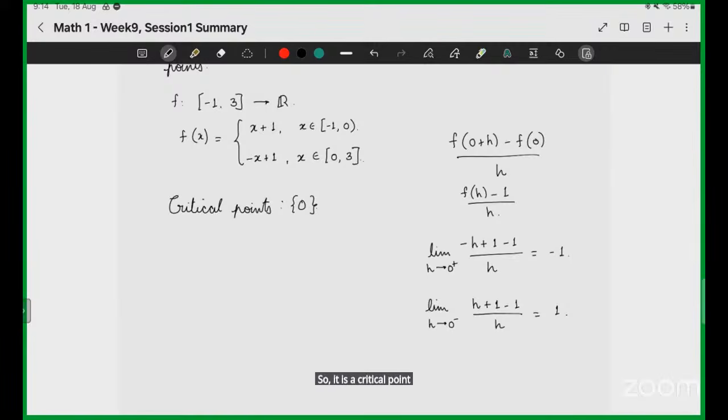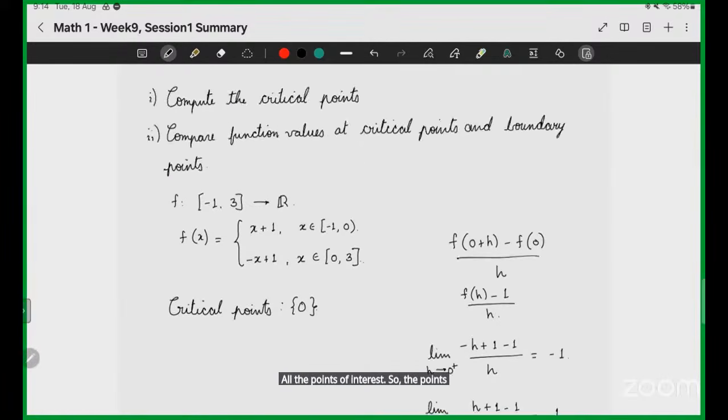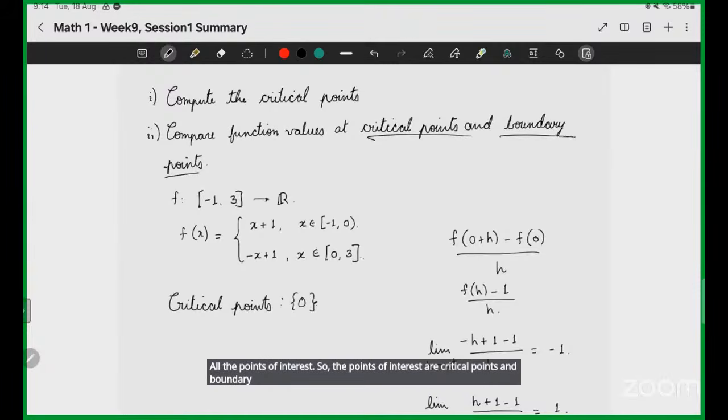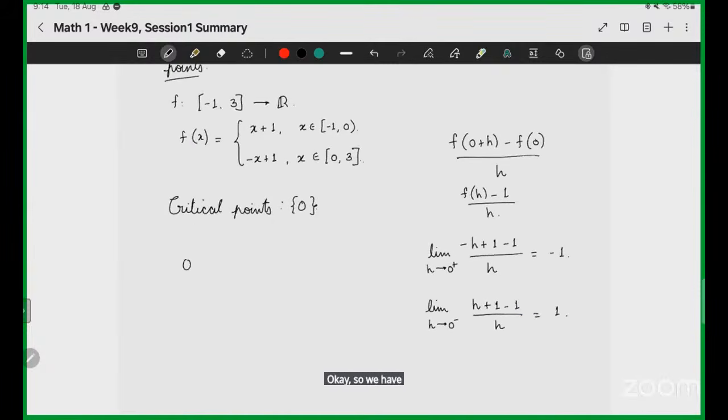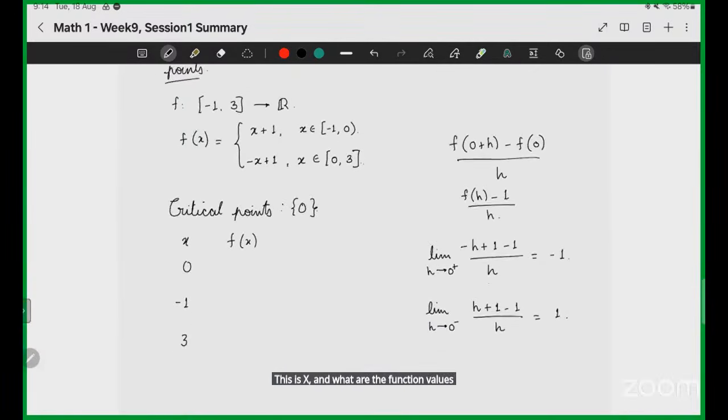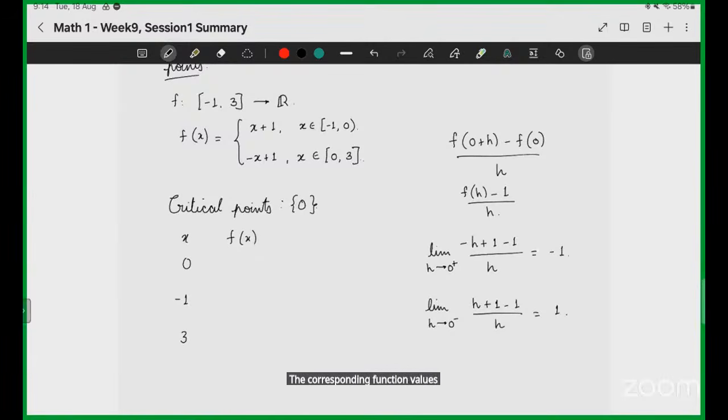So now we list out all the points of interest. The points of interest are critical points and boundary points. So we have 0, we have -1, and we have 3. This is x. And what are the corresponding function values? f of 0 is 1. f of -1 is 0. And f of 3 is -2. Is this okay? Yes, sir.